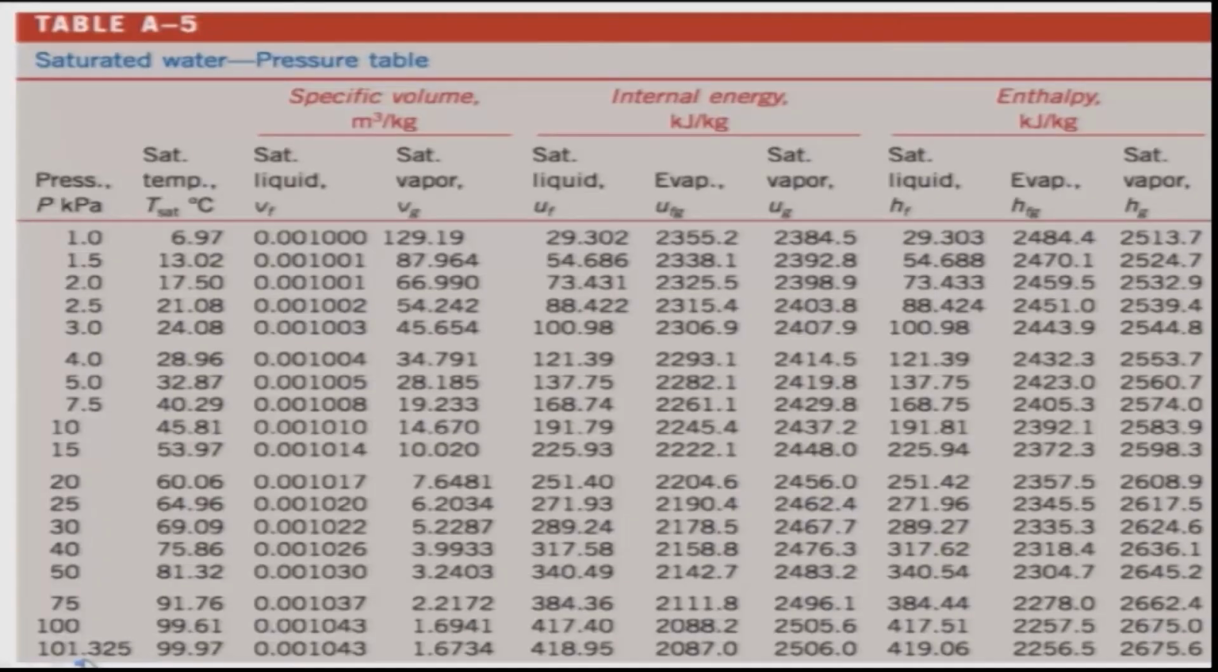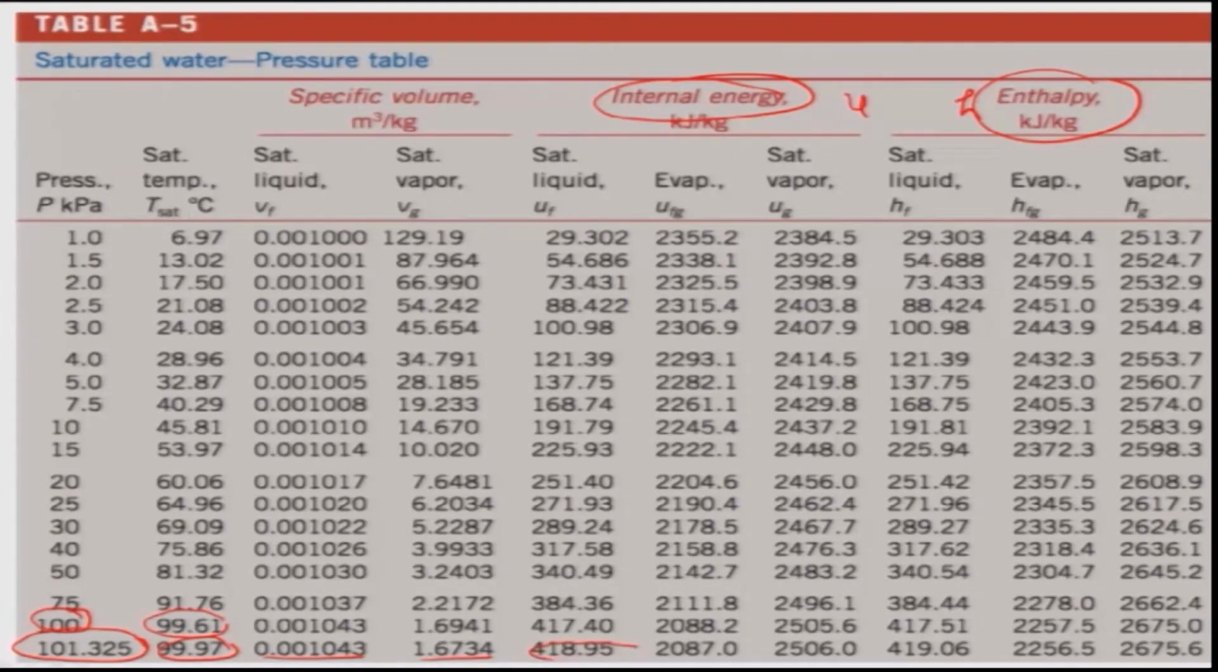This is the case for saturated water pressure tables. So the pressure is given, and for given pressure you have saturated temperatures. For example, for 100 kilopascal pressure you have 99.61 degrees Celsius, and for 1 atmosphere, which is this, you have 99.97 degrees Celsius, which we approximate to 100, okay. Then you have this saturated liquid volume, vapor volume, then you have internal energy also, okay, and this is enthalpy. So this is U, this is H, okay.